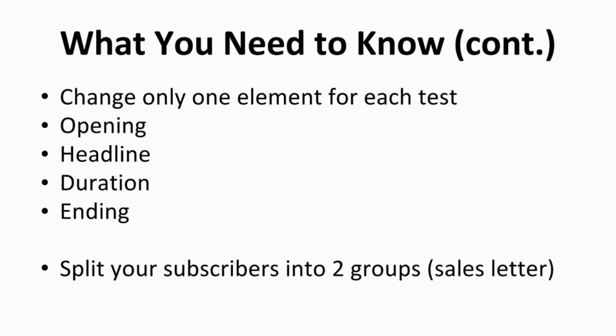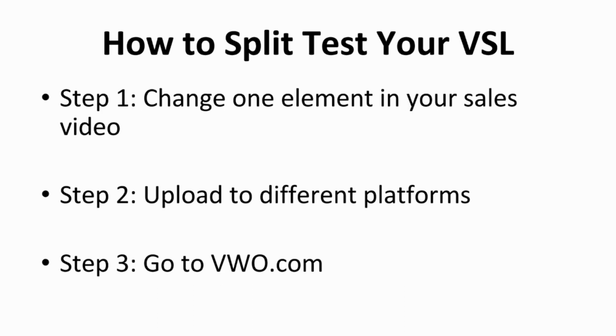You can have 2 to 3 variations for each element in your split testing, and then split your subscribers into 2 groups and send them the different videos for the test. Now that you already know what to take note of when conducting the split test, I am going to lead you through the steps on how to actually conduct the split test of your VSL. First step, you're going to change one element in your sales video. As mentioned, you can have 2 to 3 variations for each element.